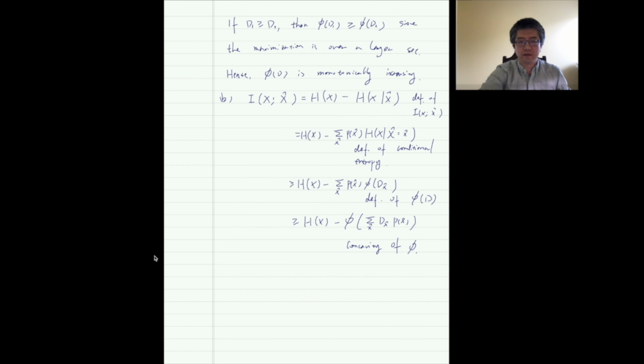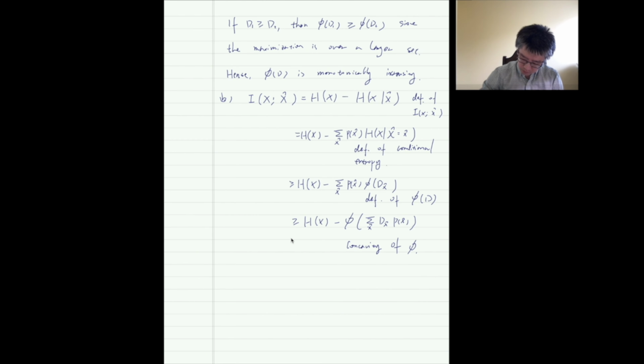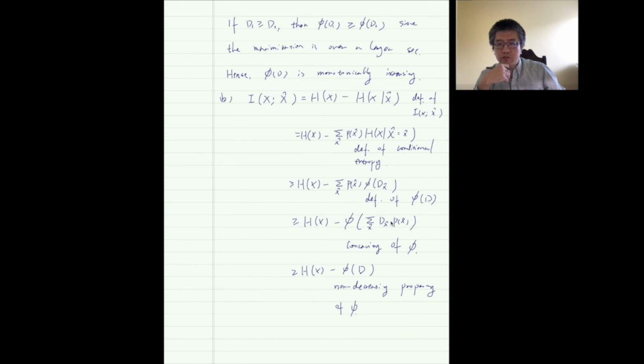The next step is that this is bigger than or equal to H(X) minus phi of d. This is because of the non-decreasing property of phi, because we know that this average distortion is upper bounded by this d. Very good, and this is for part B.